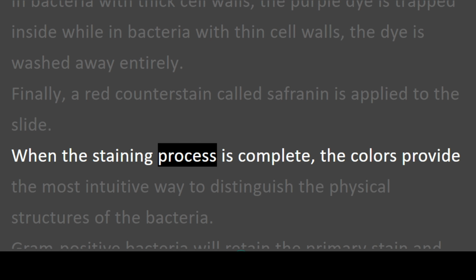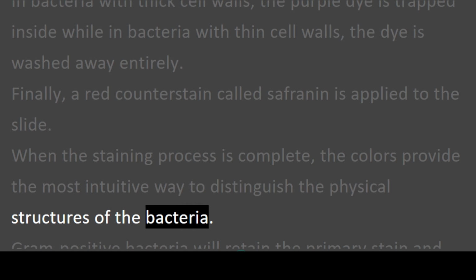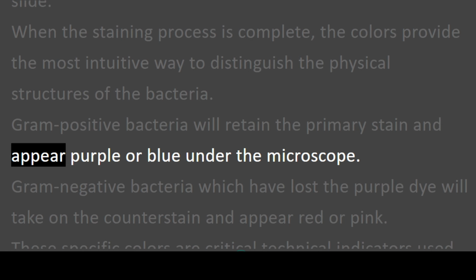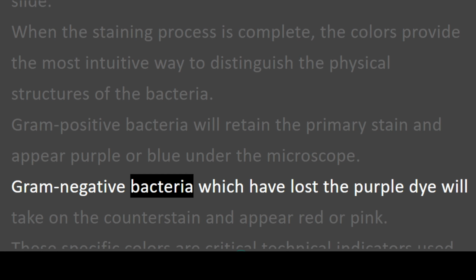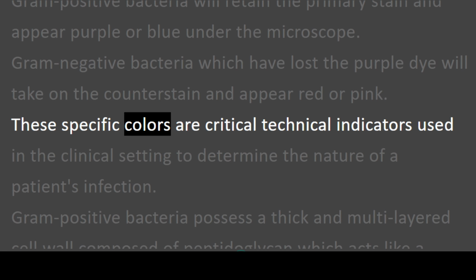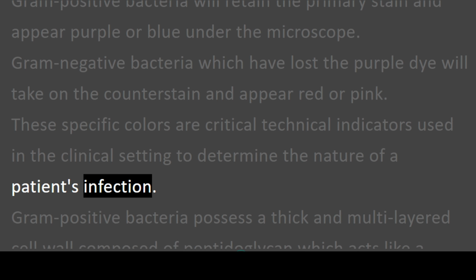When the staining process is complete, the colors provide the most intuitive way to distinguish the physical structures of the bacteria. Gram-positive bacteria will retain the primary stain and appear purple or blue under the microscope. Gram-negative bacteria, which have lost the purple dye, will take on the counterstain and appear red or pink. These specific colors are critical technical indicators used in the clinical setting to determine the nature of a patient's infection.